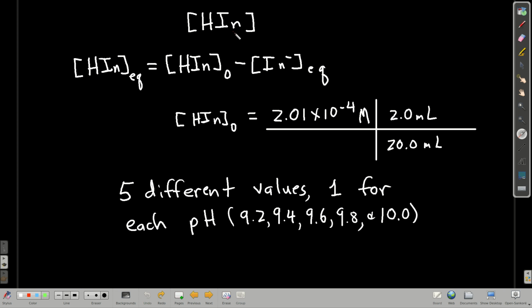The third thing we need is the equilibrium concentration of the unprotonated form of phenolphthalein. Well, how much is at equilibrium that's still protonated is how much we put in initially minus how much was deprotonated. And the initial concentration is going to be the same for all 5 trials. It was always whatever the initial concentration of phenolphthalein that Matt wrote on the bottle is, times 2 over 20. And because you had 5 different values for your concentration of the conjugate base, you're going to have 5 different values for this, 1 for each pH.